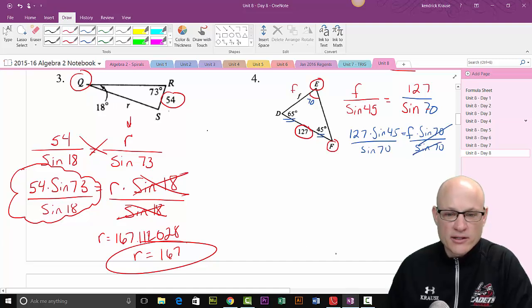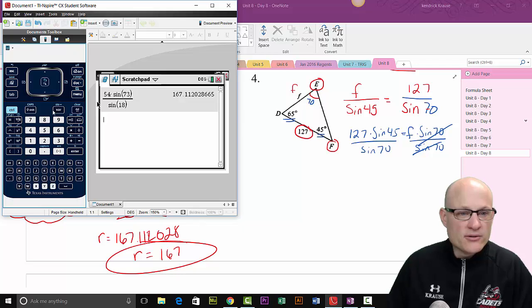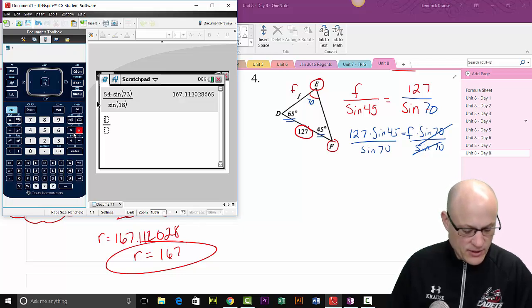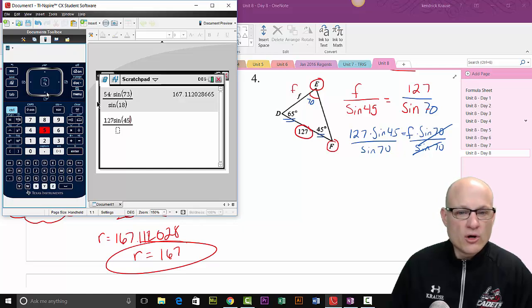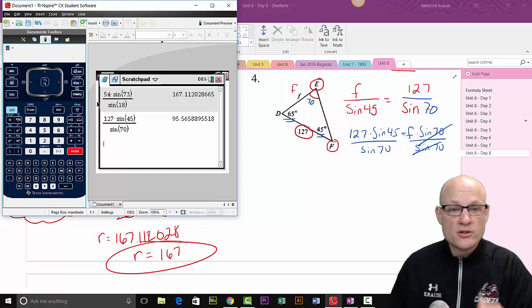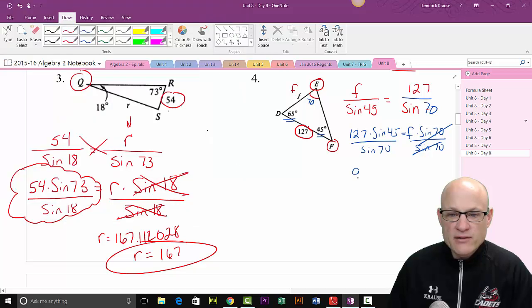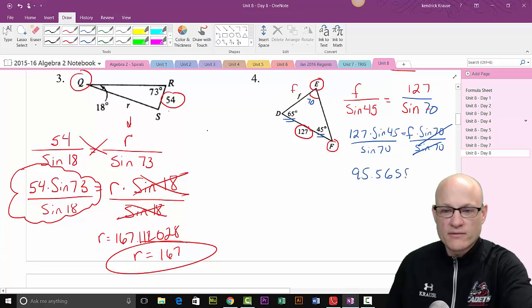Now I'm ready for my calculator. Go to my calculator, and I do control division. What do we've got? We've got 127. I got it right there. 127 sine of 45 equals, oh no, all over sine of 70. Enter. 95.56588. I think it was 588.